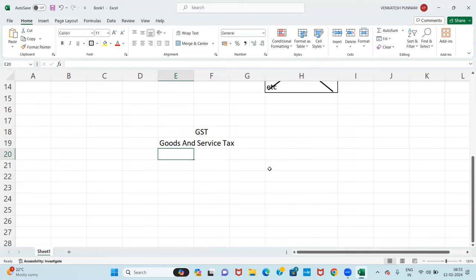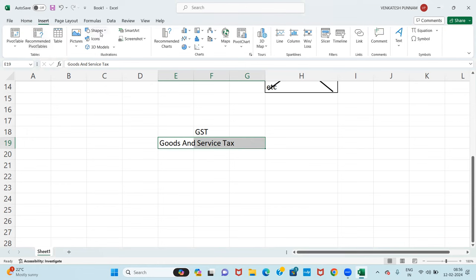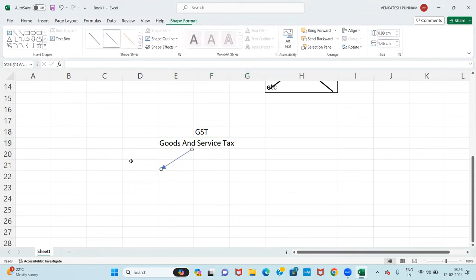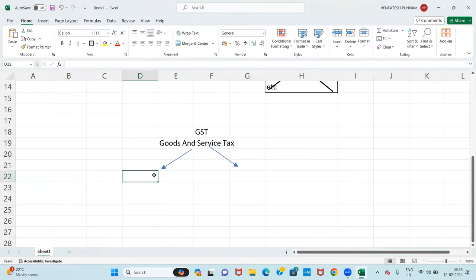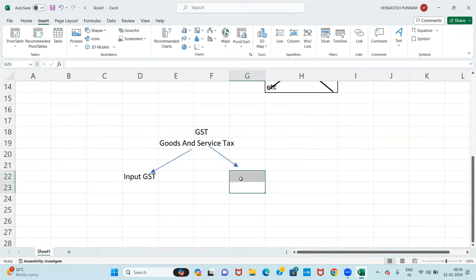All of it comes under GST. When you do purchases and sales, that is when we calculate GST. This GST is divided into two types: one is input GST and one is output GST.